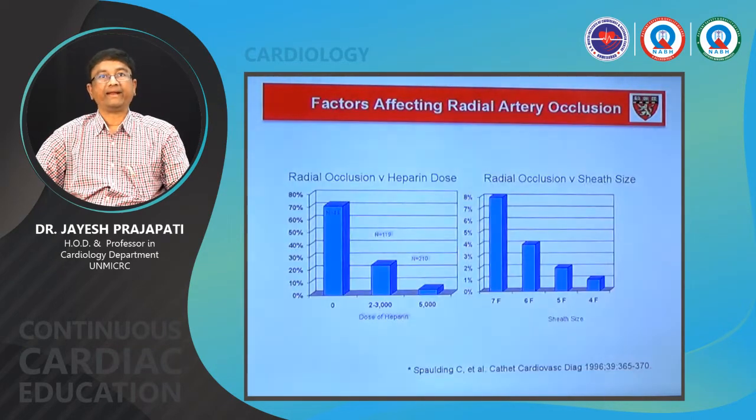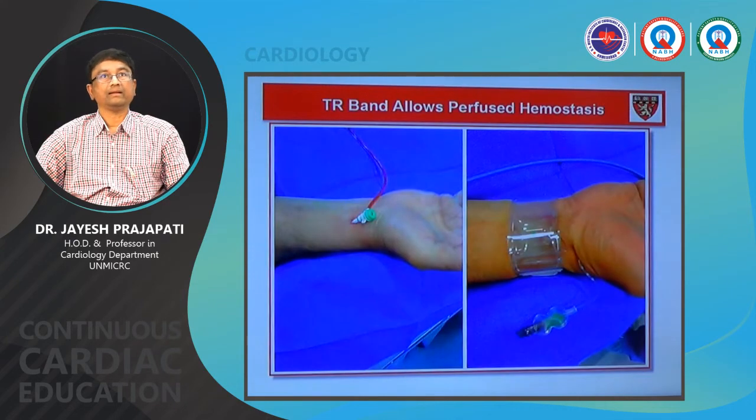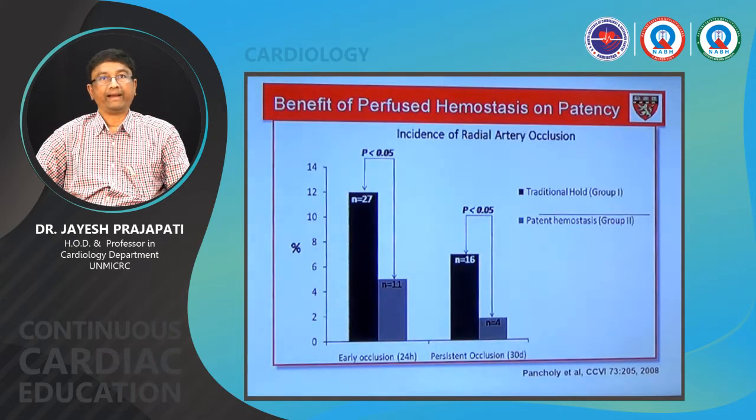This is the French size. So lower the size, see the radial occlusion versus sheath size. Lower the size, higher the size, give the heparin. With 5 French size and 4 French size, the radial artery occlusion rate is around 1 to 2%. That we should keep in mind.